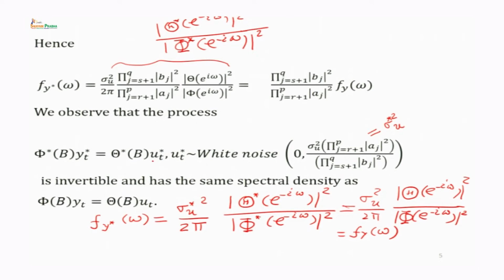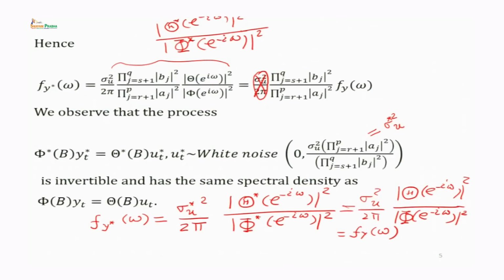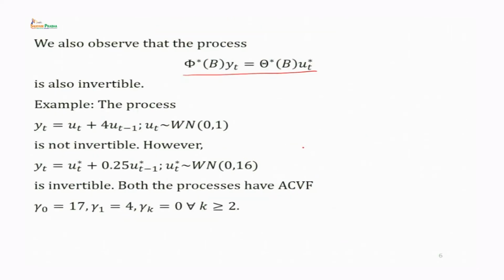So, this process is invertible, though the original process phi B y t equal to theta B u t is not invertible, and this process has the same spectral density as that process. But the variance of the white noise has changed. So, we observe that this process is also invertible. We have replaced y t star by y t, and u t star is actually the same white noise process which we have here. It has mean 0 and this much variance. So, this process is invertible and it has the same spectral density f y omega.